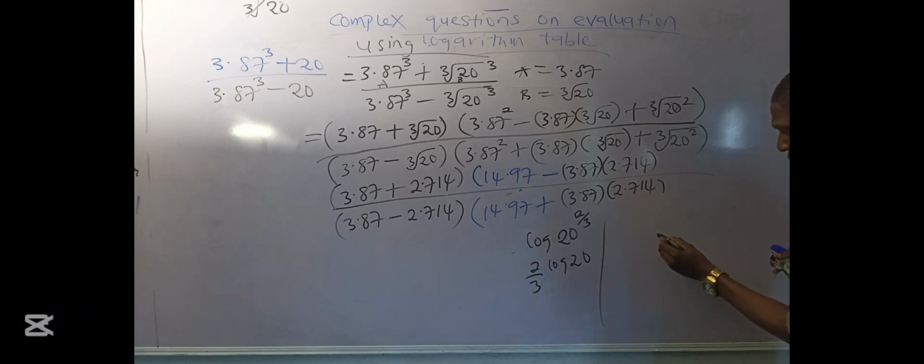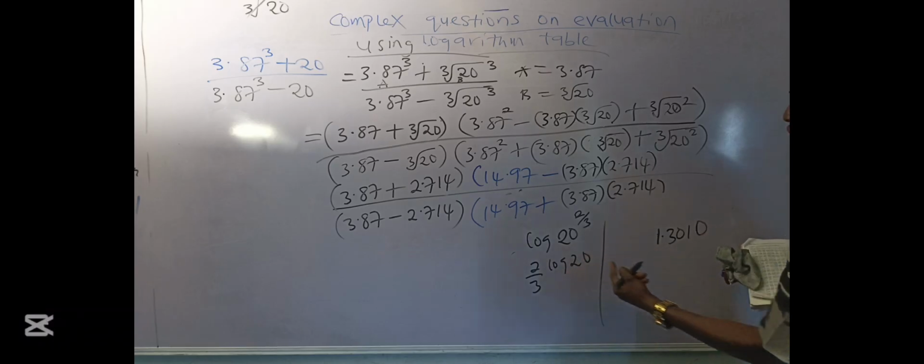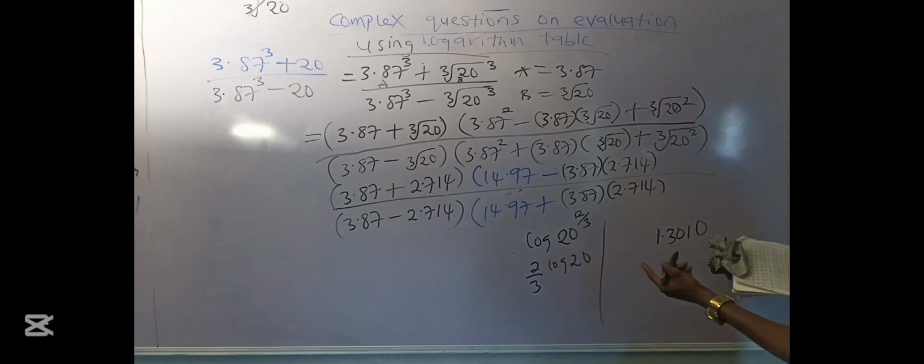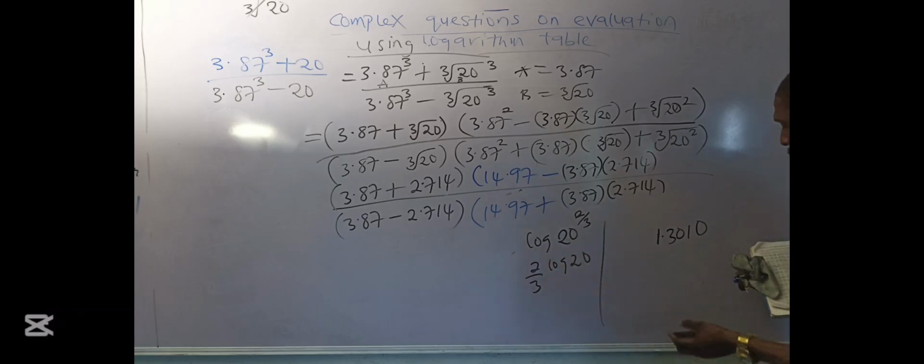The characteristic should give me 1. And 20 under 0 is 3010, so I have point 3010. First I'll multiply by 2 before I divide by 3, because multiplying by 2 first will give a better accuracy instead of dividing by 3 first.